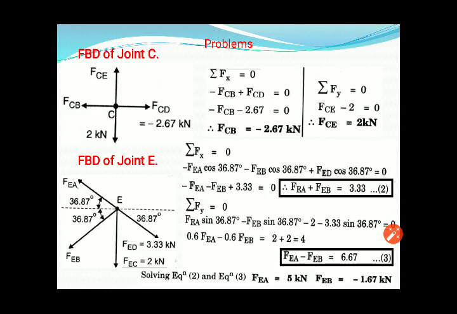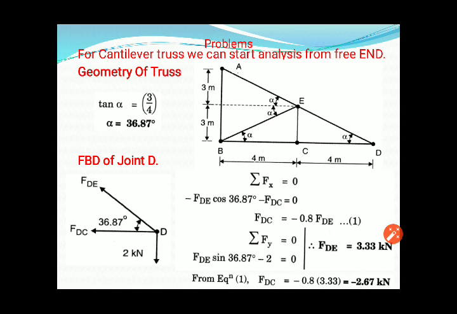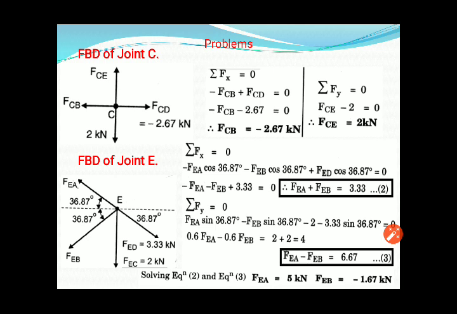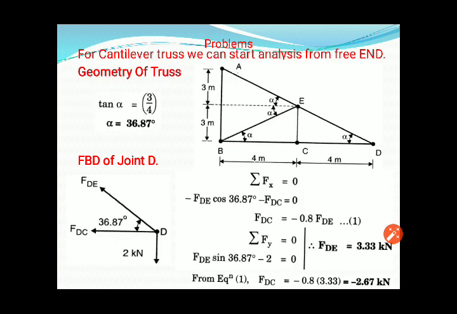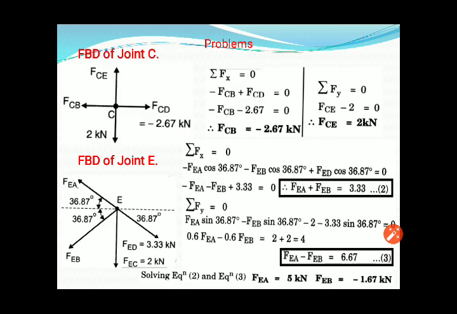Now next, consider a joint such that it has not more than two unknowns. Now next joint, we will consider joint C. Where is joint C? So joint C is over here. Now here how many members are connected? CD, CB and CE. Here we know the value of CD, that is FDC, 2.67. So the only unknown members are CE and CB, so you can consider that joint C.